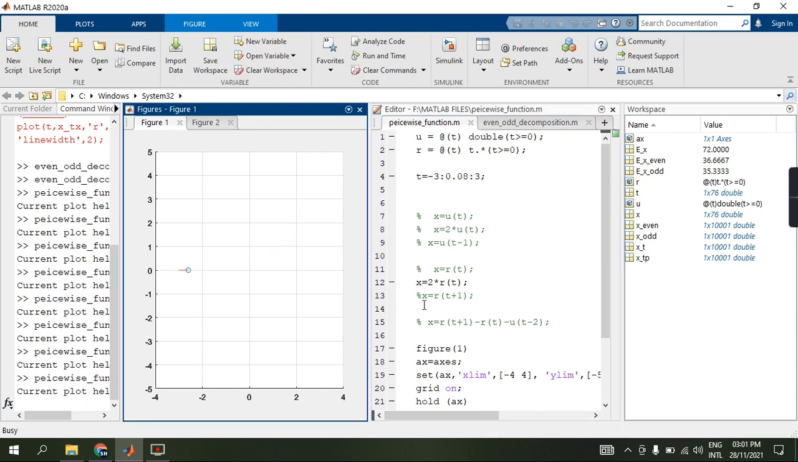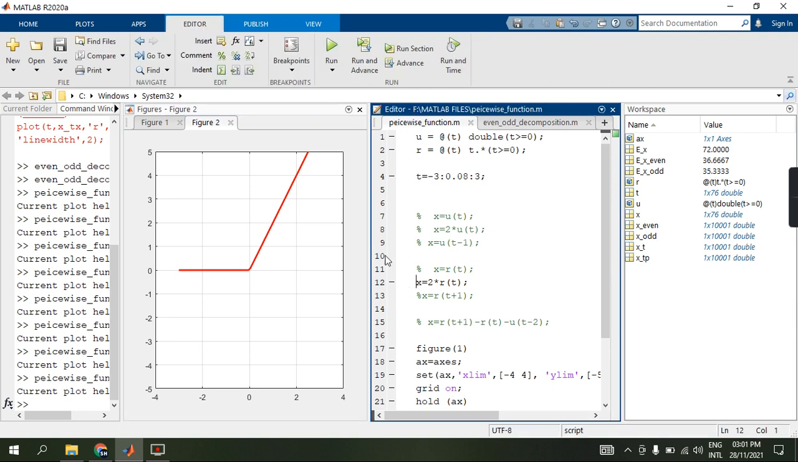So let's see, we are having a slope of 2 here. There you can see it is just exceeding our boundaries. For x equals 2, the y value is 4 here.